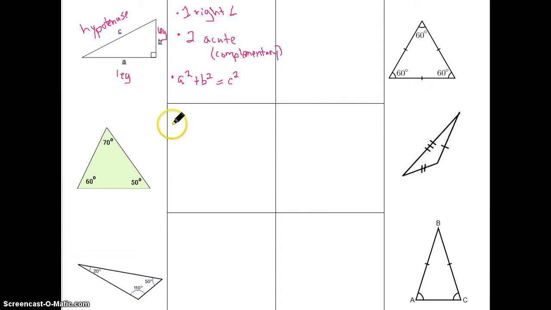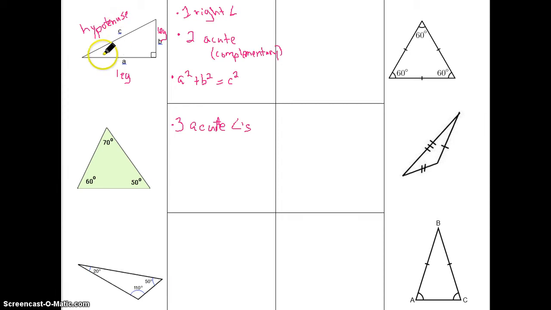So, and the next type of triangle is an acute triangle. If it's an acute triangle, it's going to have three different acute angles. All of them are acute. So if I look at my picture, every one of these has an angle that's less than 90, so they're all acute angles.